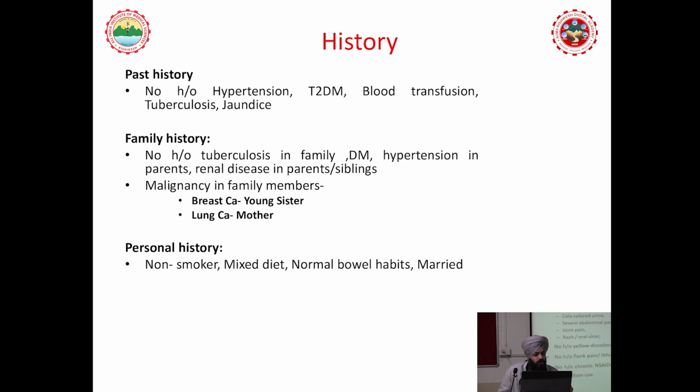Relevant negative history: there is no history of frothing of urine, hematuria, cola-colored urine, severe abdominal pain, joint pain, rash, oral ulcers. There is no history of yellow discoloration of eyes and skin, no history of flank pain, lithuria, feeling of incomplete voiding. And there is no history of chronic NSAID abuse, over-the-counter painkillers, or alternative medication abuse.